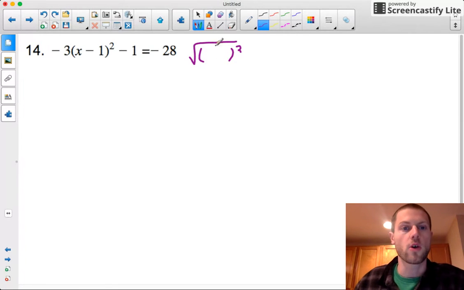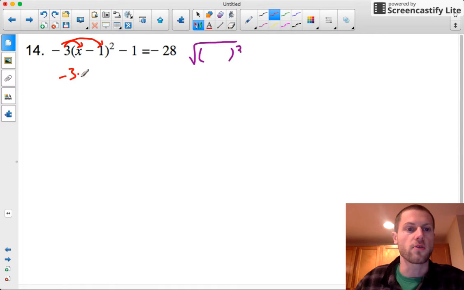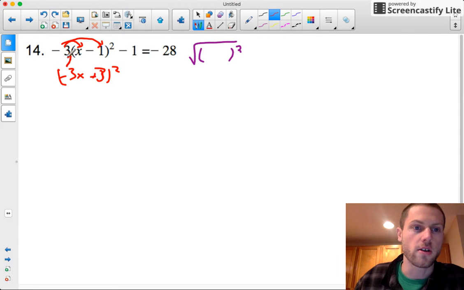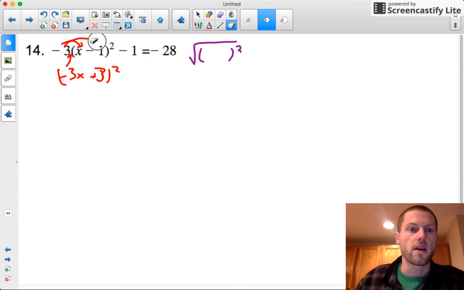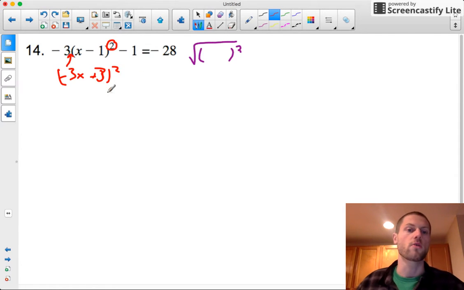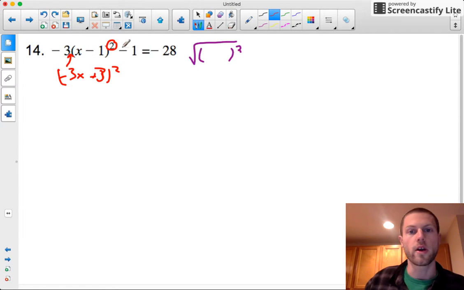And one thing I want to say before going any further is something I see quite a bit: people wanting to say, oh, well, let's start by distributing that negative 3 and pushing that through to give me negative 3x plus 3, and let's square that. I'm sorry to say that's not quite correct at all. Think about what the operations are here. In between this negative 3 and the parentheses, I have multiplication. And what's happening to this quantity? Well, this whole quantity is being squared. So we have to follow our order of operations. This quantity gets squared long before we would multiply anything by a negative 3.